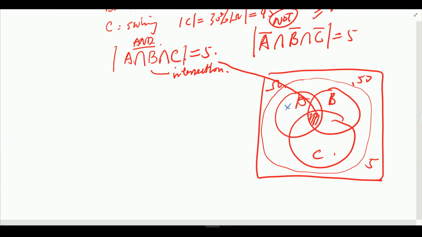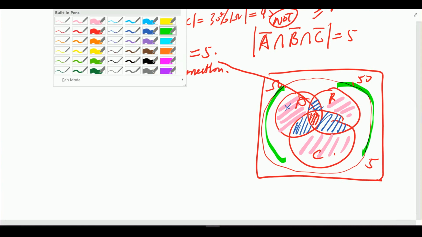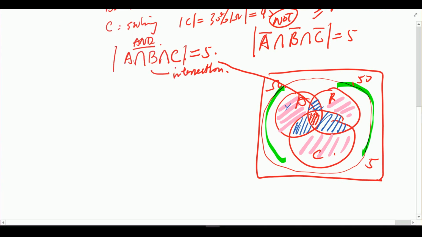Which part is that? So that must be this part, and this part, and this part. The blue part is where you have 2 of them, but not 3. The pink part is where you only have 1 of them. The rest, the green part, you have none of them. Agree? By using this chart, we can understand this question much better.